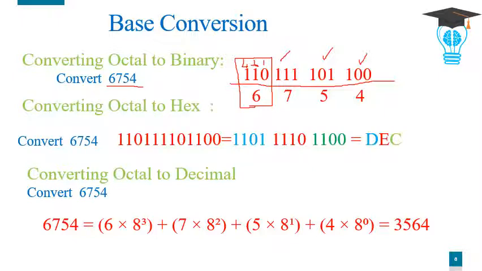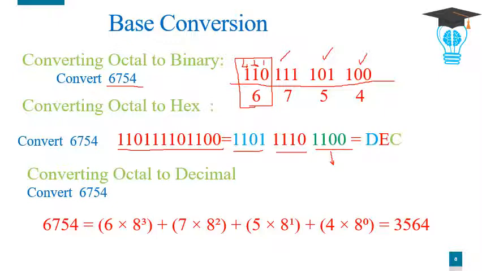110, 111, 101, 100 is a binary equivalent of 6754. Once we find out the binary equivalent, then group it to the bits of 4. I'm grouping it in bits of 4. So there are totally 12 bits, and I'm grouping it into 3 groups of 4 bits each, and I'm converting it back to its equivalent decimal.